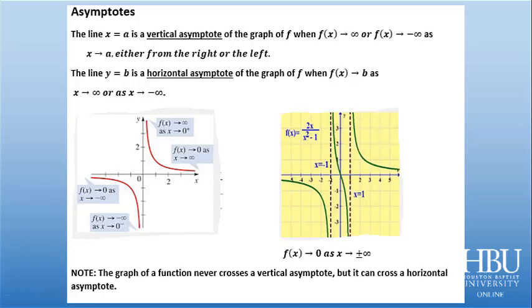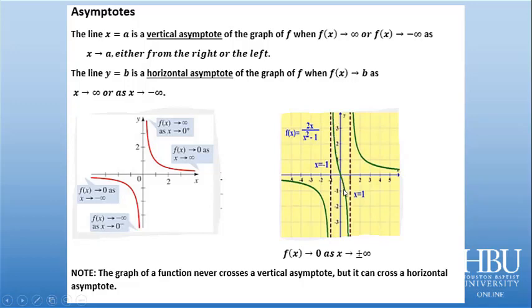Here we have two vertical asymptotes, x equals minus 1, this dotted line, and this other vertical asymptote is x equals 1. Notice that as x gets closer and closer to minus 1 from the left, the graph is approaching minus infinity. As x gets closer and closer to minus 1 from the right, the graph is approaching positive infinity.